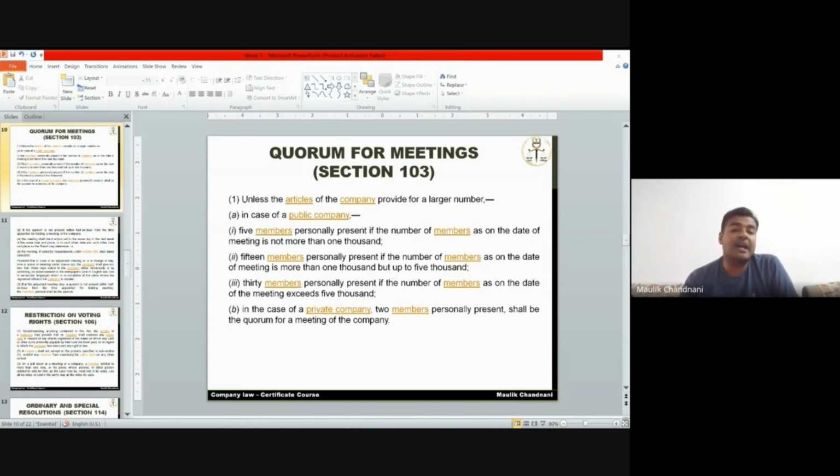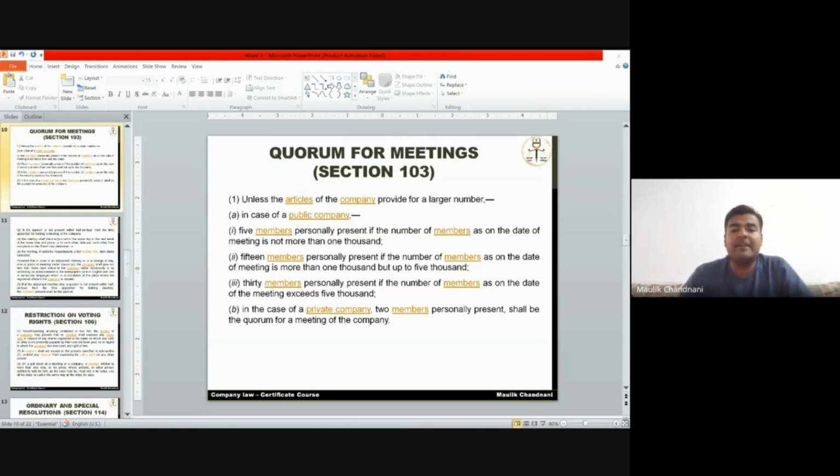If your number of members is above 1,000 and up to 5,000, at least 15 members personally present will be required. No proxies are allowed. If your members are above 5,000, at least 30 members shall be personally present to conduct a proper quorum. In all these points, the words personally present have been defined. That means proxies are not allowed in the quorum. Simple. At least 5 or 15 or 30 actual shareholders shall be there in the meeting.